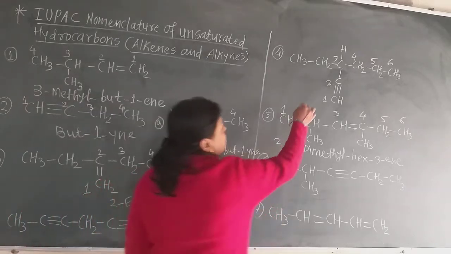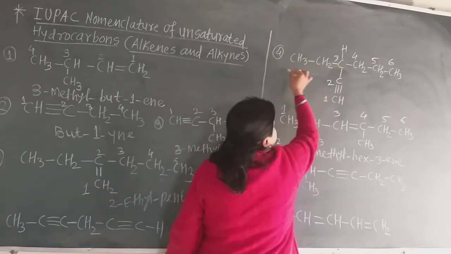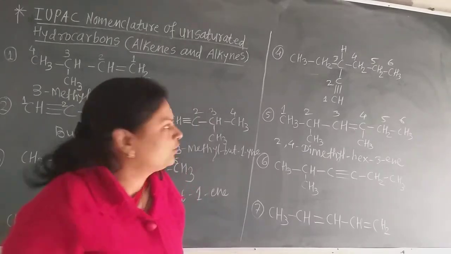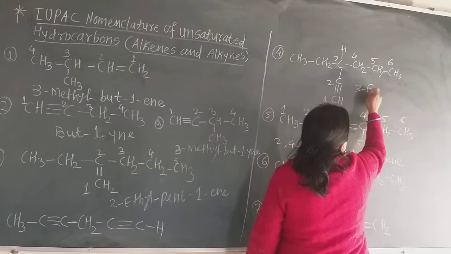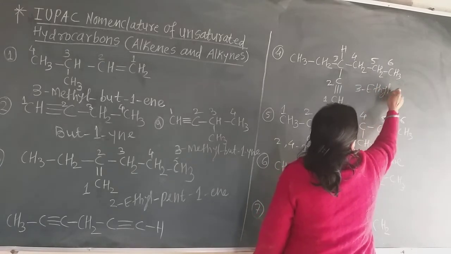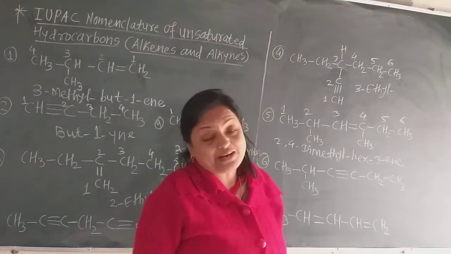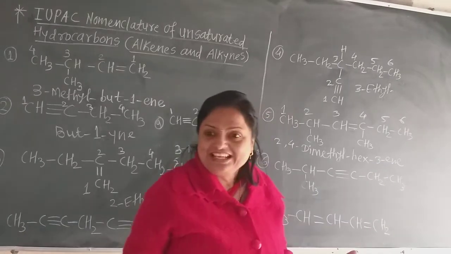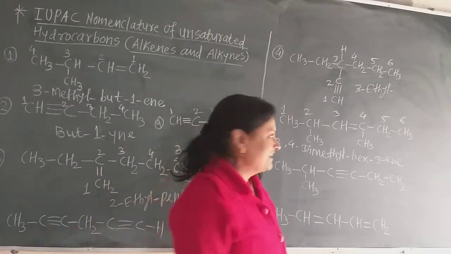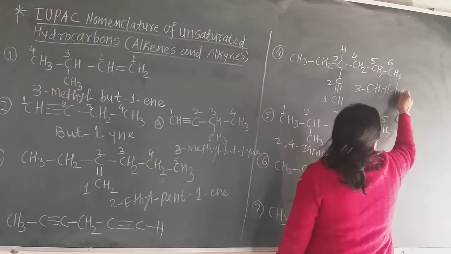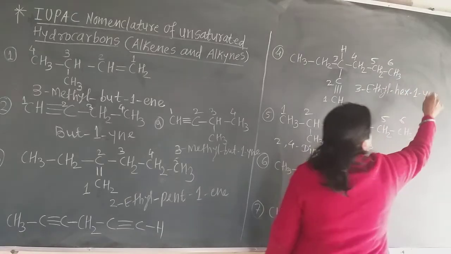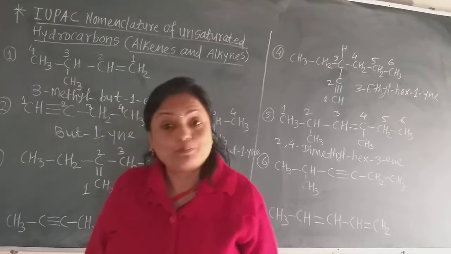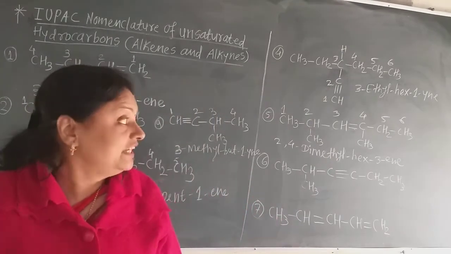Now what is on this third carbon? Which group is this again? Ethyl. This is the ethyl group. So on the third carbon there is an ethyl group, so 3-ethyl, and there are 6 carbon atoms. So it is hexyne, but it is hex-1-yne. So the name is 3-ethylhex-1-yne. Now this is the correct IUPAC name for this compound. Remember, that is very important.